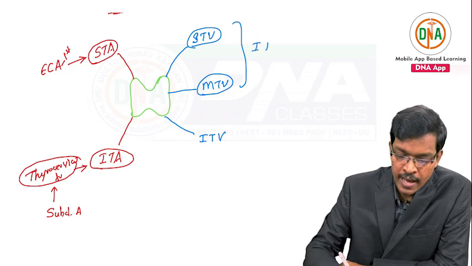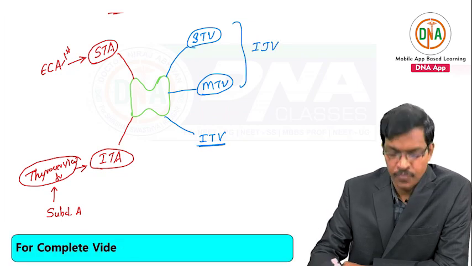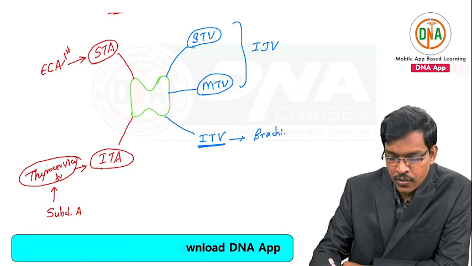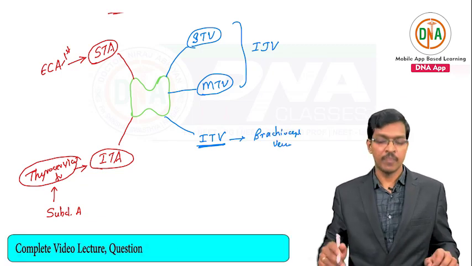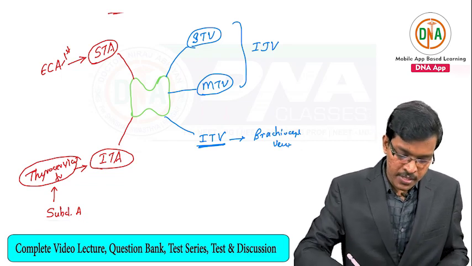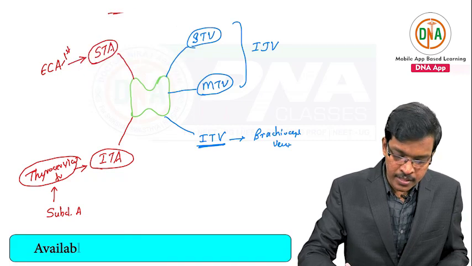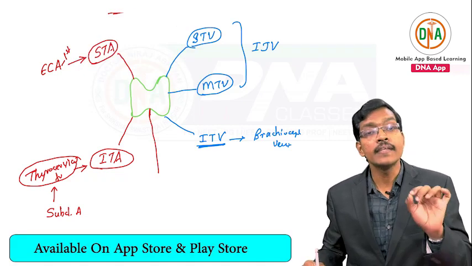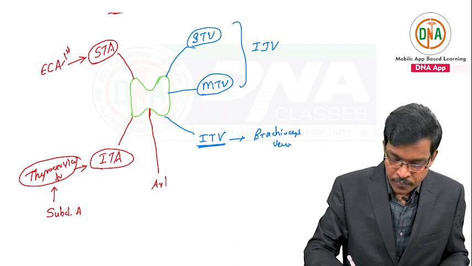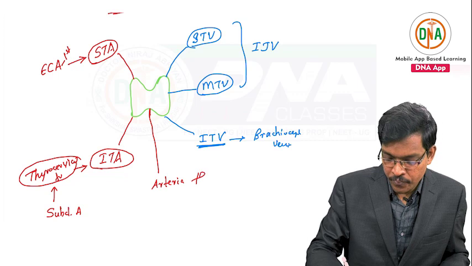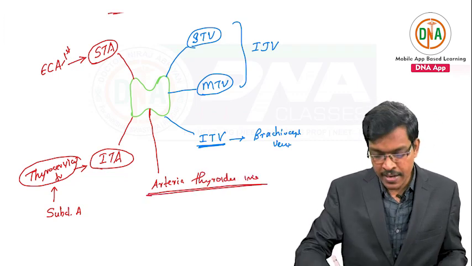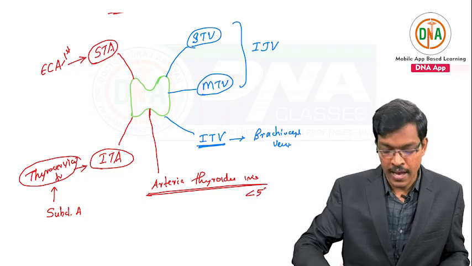jugular vein, and the inferior thyroid vein drains into brachiocephalic vein, at the base of the brachiocephalic trunk. Okay, and in less than 5% of patients, you can have a third artery which is supplying the isthmus of the gland. That artery is known as arteria thyroidea ima artery.